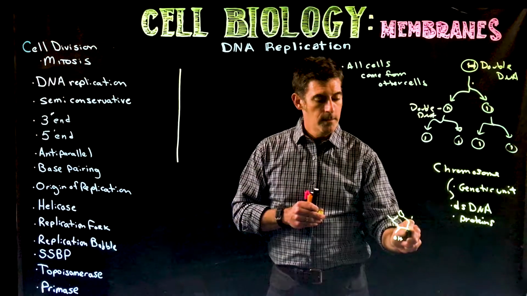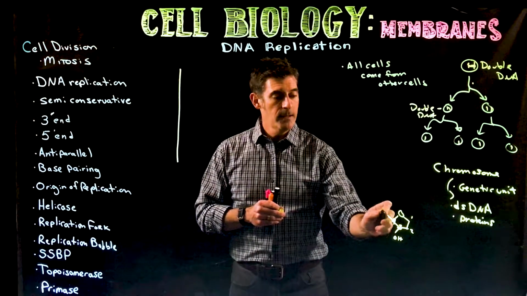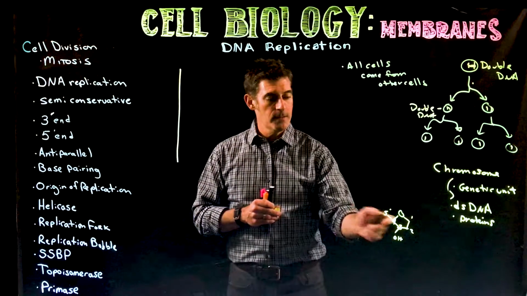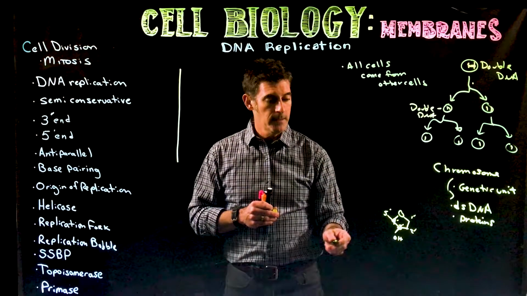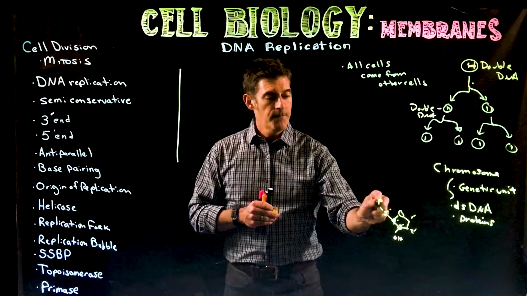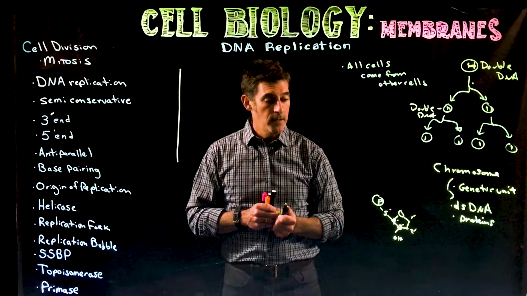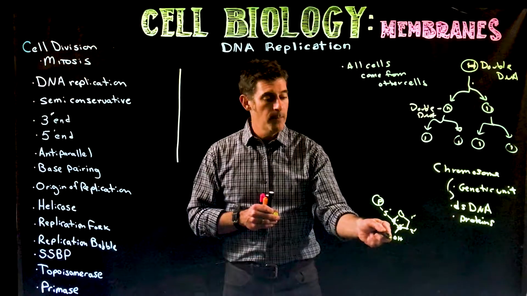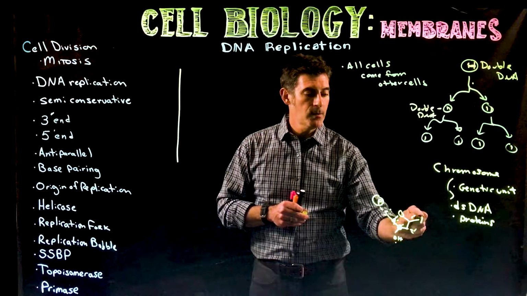There are, say, 1, 2 in this ring, 3, 4 carbons in the ring. The 5th carbon is outside the ring. The carbons are labeled with a little prime, which I'll talk about again in a little bit. On the number 5 carbon, the 5' carbon, has a phosphate group. The number 3, or the 3' one, always has an OH group. And to the number 1 is where we have the nitrogenous base.